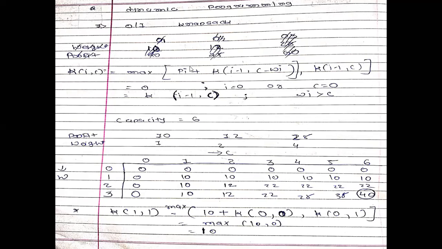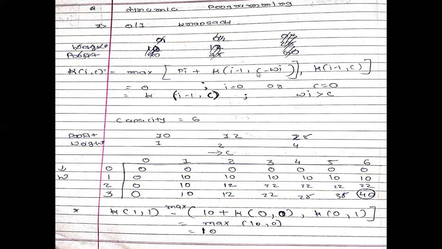Okay, so let's try. PI means profit of I. The first item's profit we have to put here. So the first item's profit is 10. So we will put here 10 plus K of I minus 1. I is 1, 1 minus 1 is 0. So we have to put here 0.